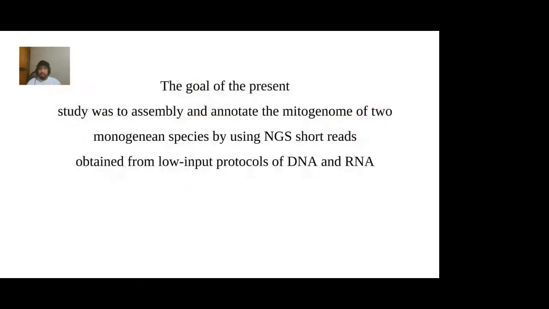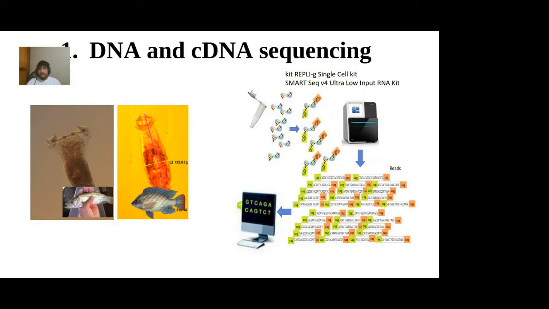Therefore, the goal of the presented study was to assemble and annotate the mitogenomes of two monogenean species by using next-generation sequencing short reads obtained from low-input protocols of DNA and RNA. The DNA and RNA were extracted using the DNA/RNA Mini-prep kit. DNA and cDNA were submitted to enrichment using the Repli-g Single Cell kit and the SMART Sequencing kit. The sequencing was run on the NextSeq 500 Illumina platform.